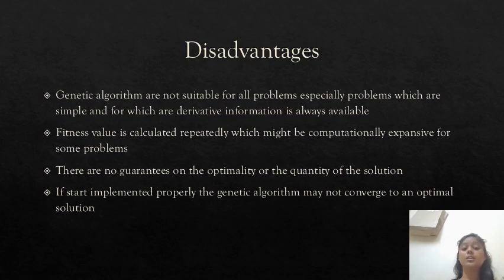Disadvantages. Genetic algorithms are not suitable for all problems, especially problems which are simple and for which derivative information is always available. Fitness value is calculated repeatedly, which might be computationally expensive for some problems. There are no guarantees on the optimality or the quality of the solution. If not implemented properly, the genetic algorithm may not converge to an optimal solution.